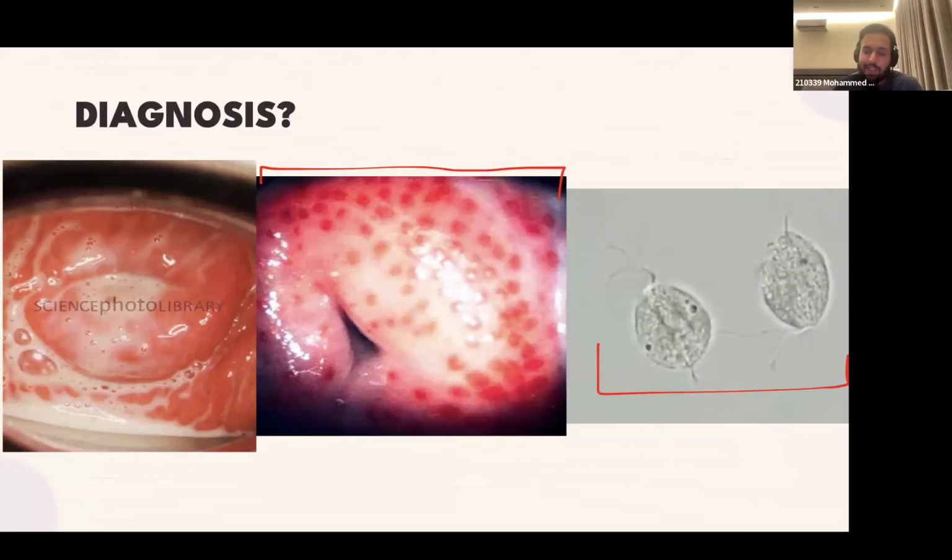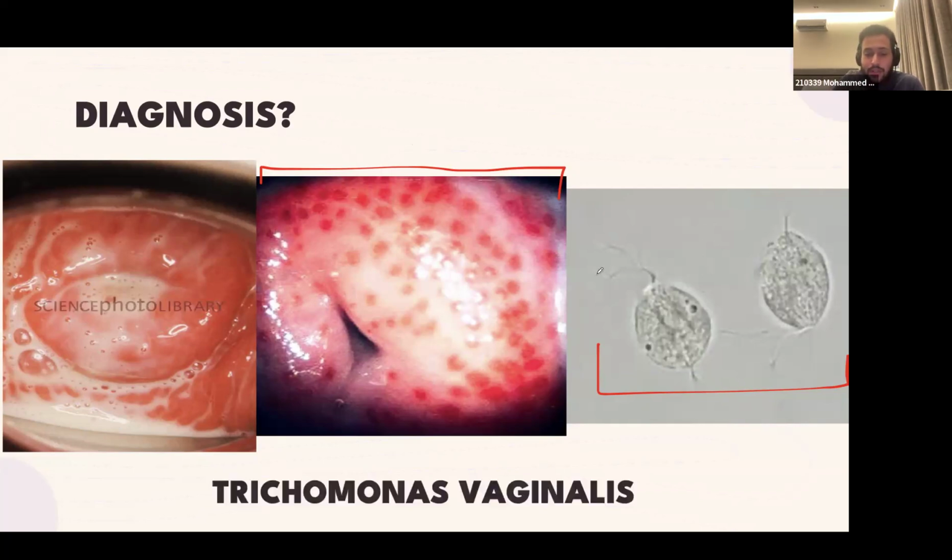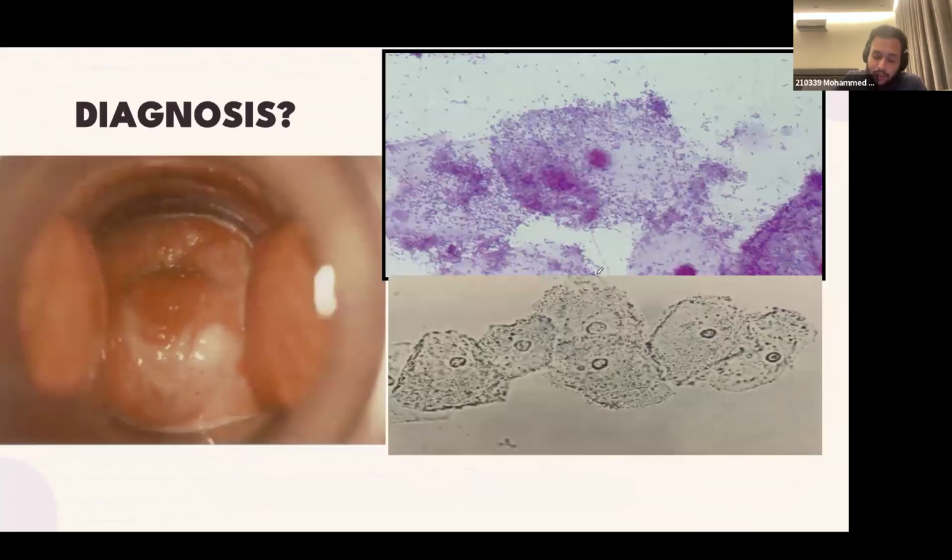Flagellated, which moves. Excellent, that's it. Green discharge, exactly, wobbling. Green discharge, sometimes fishy, but just very bad odor. Strawberry cervix, and then motility, okay? Trichomonas vaginalis. This patient had taken antibiotics and had performed vaginal douching, okay?